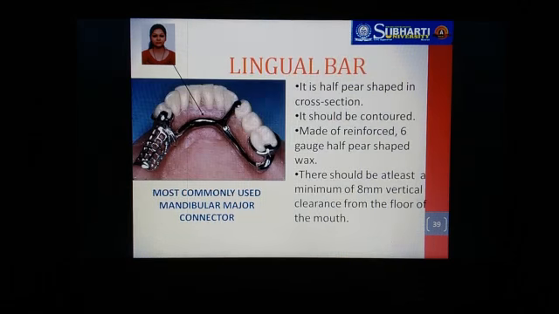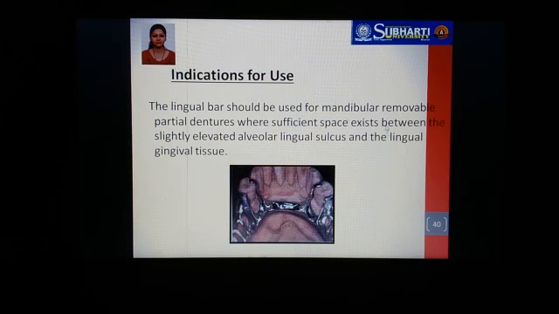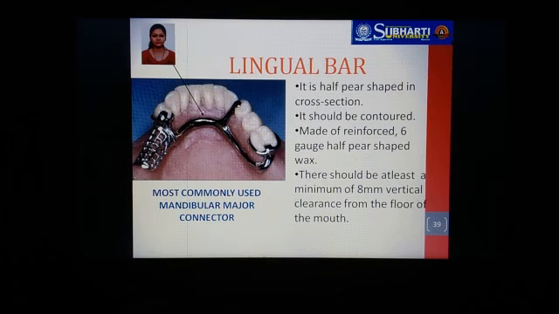So starting with the lingual bar, the cross section of this type of major connector is half pear shape, and it should be contoured well, and the edges should be rounded, obviously, because we do not want to impinge on the mandibular sulcus or the floor of the mouth. So it should be made reinforced with the 6 gauge half pear shaped wax.